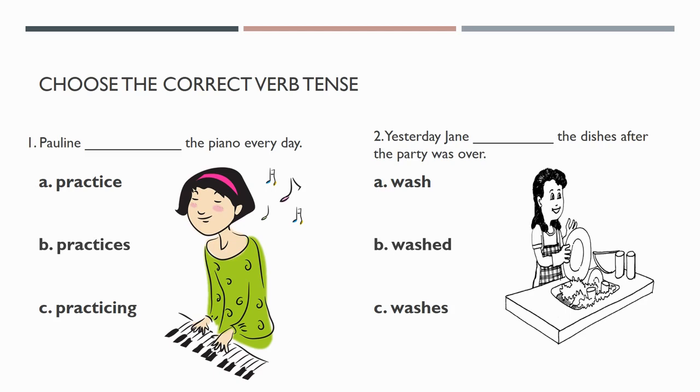Let's look at another example. Yesterday, Jane blanked the dishes after the party was over. Is it wash, washed, or washes? Awesome! If you said washed, did anybody realize what was the key word there that signals that your verb was going to be in the past? Yes, in the sentence it says yesterday. Let's move on.